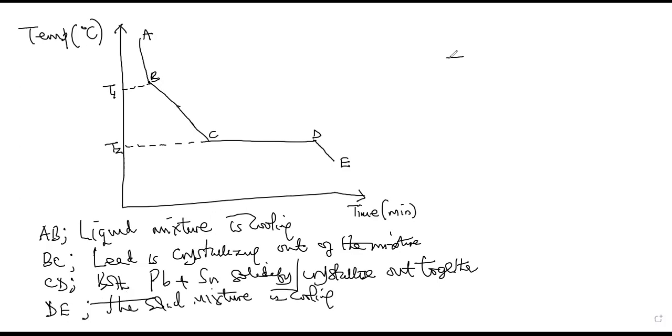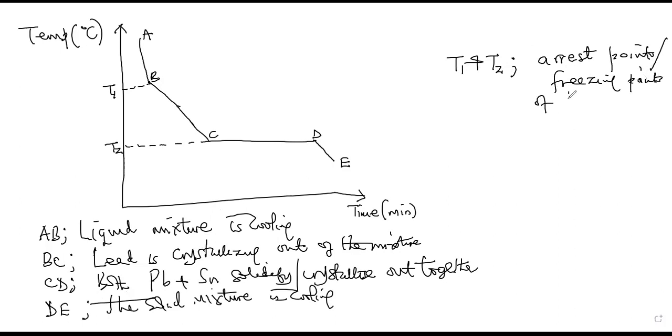Then these points T1 and T2 are called arrest points, or you can call them freezing points of lead and mixture respectively. The first one is for lead, and the second one is for the mixture, because at T2 both lead and tin are solidifying.